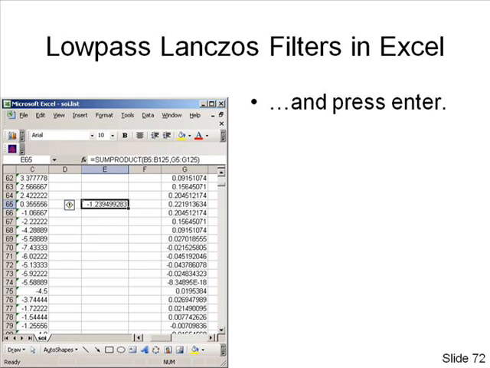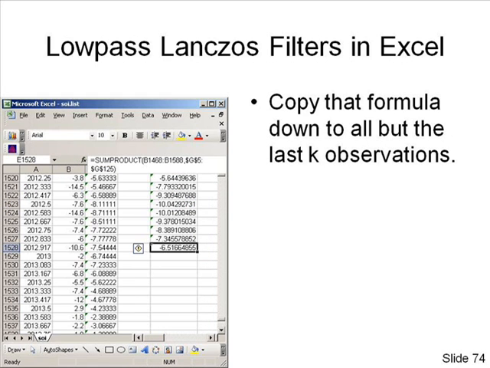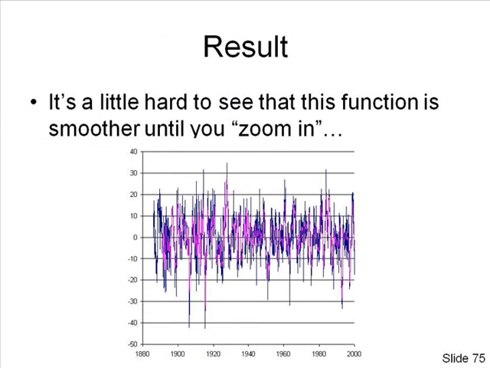And of course, it will have computed a filtered value at that point, but we can't copy that equation down just yet because remember, the references to the weights have to be absolute references. So you have to use F2 to go back into the formula here, and change the part of the function that refers to the weights to an absolute reference with dollar signs in front of the rows and columns. Then copy and paste that formula down to all but those last k observations, and you will get a low-pass filtered, Lanczos filtered data set with a cutoff frequency of 9 months.